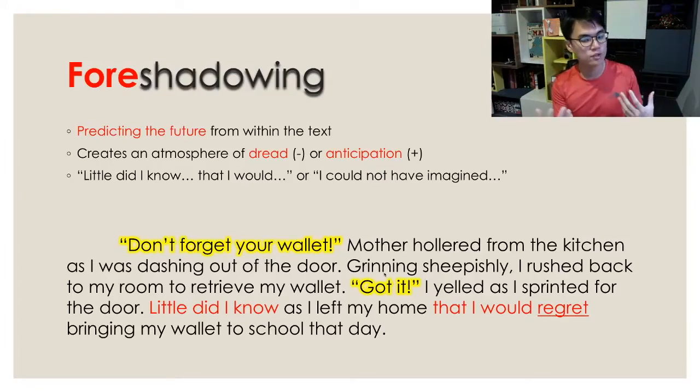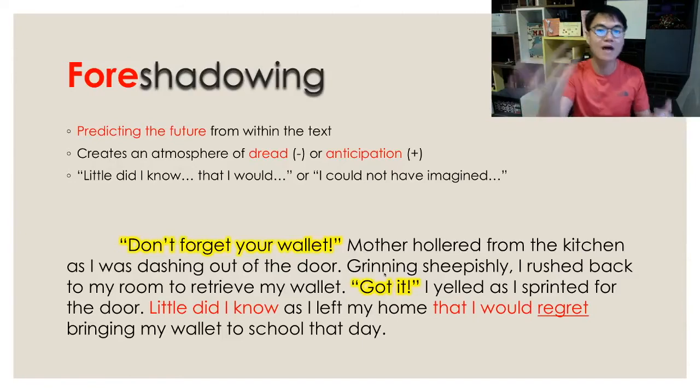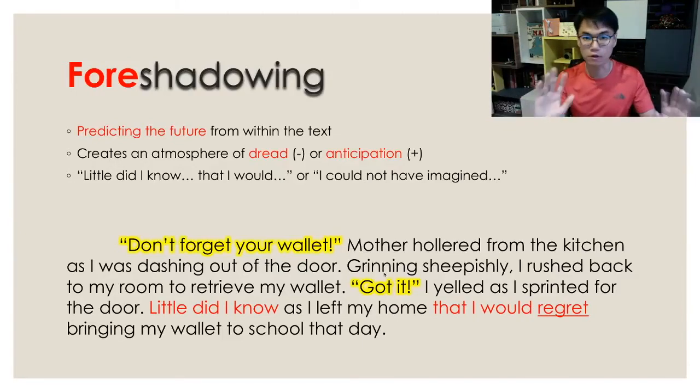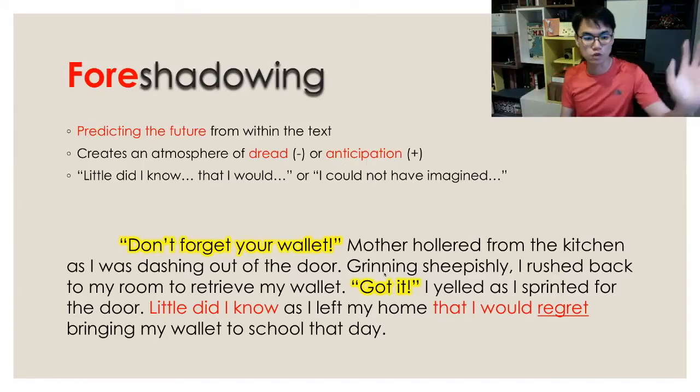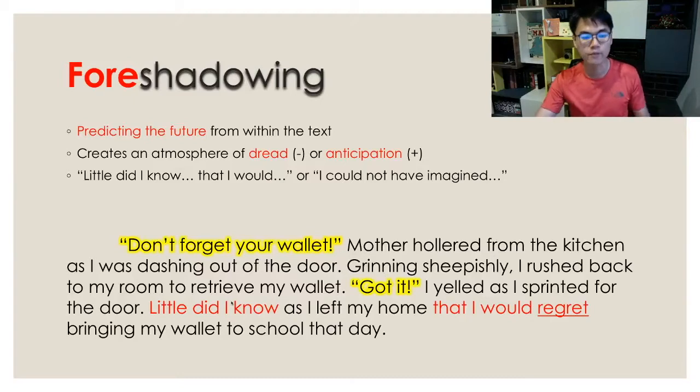Notice that I'm using pretty high-level verbs like sprinted and grinned and dashed and hollered. These are words that are a step above my normal run and shout and say and jog. So they are different, higher level words. "Got it," I yelled as I sprinted out the door. And here is the foreshadowing: little did I know as I left my home that I would regret bringing my wallet to school that day.